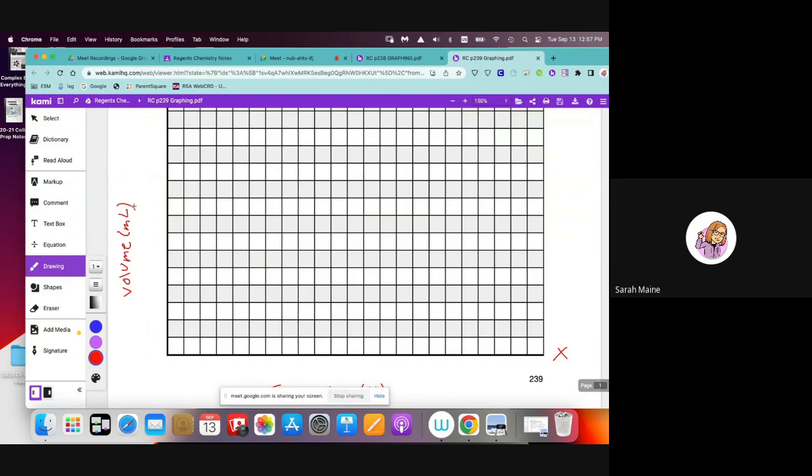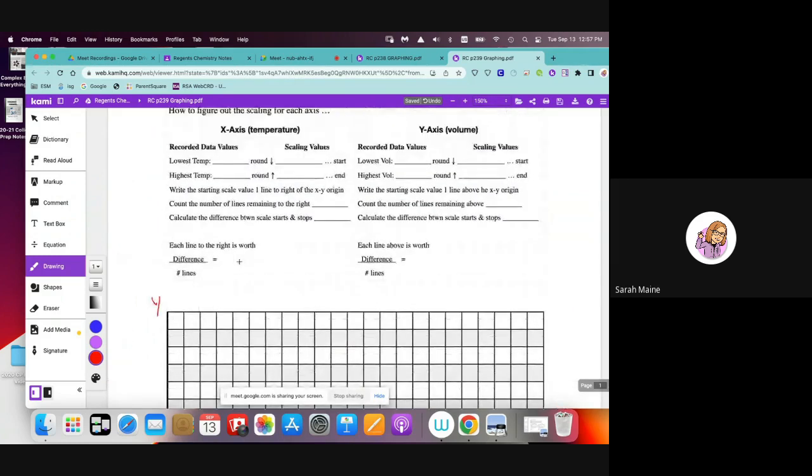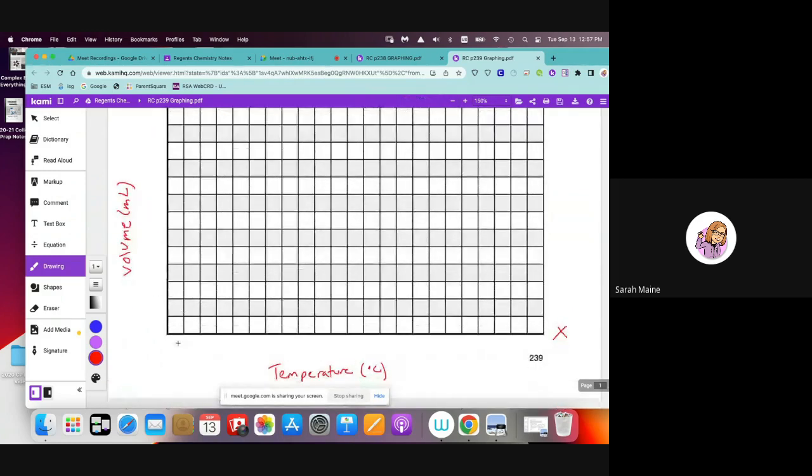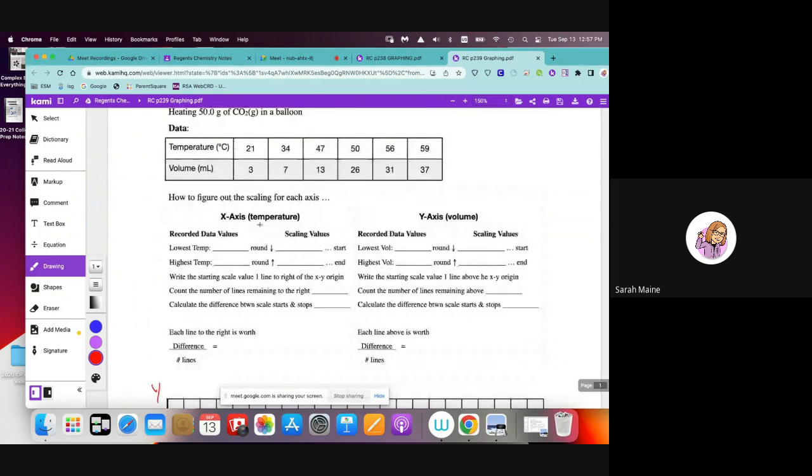So I've labeled my axes with the variable and the unit in which they have been measured. Now, we need to come up with number scaling for the x-axis, and it has to fit the data range. So I have this little bit of information here to help us figure out how much each line is worth.